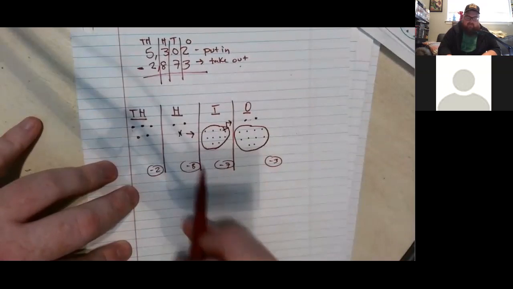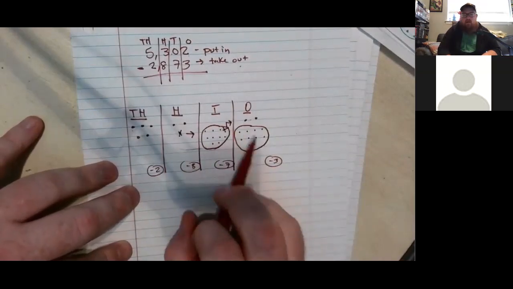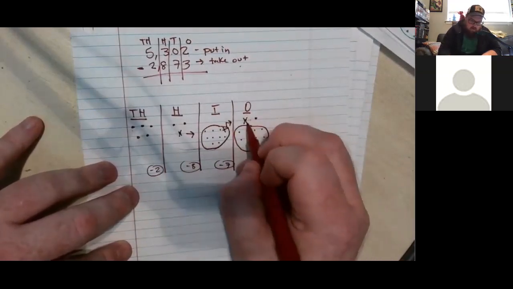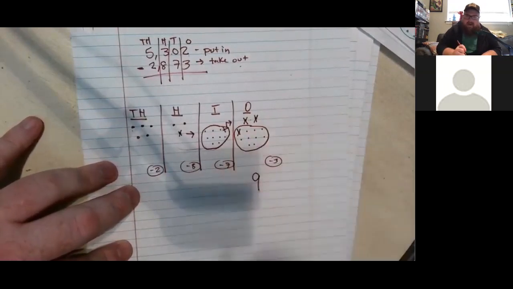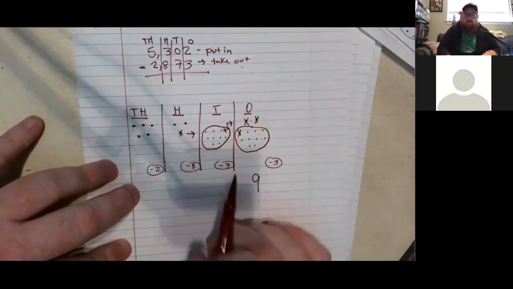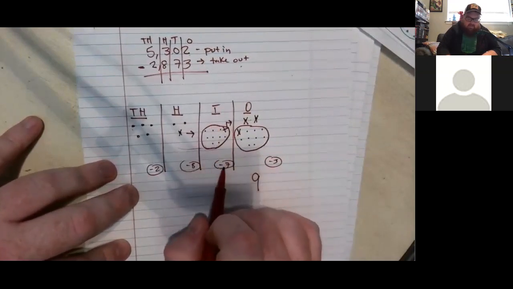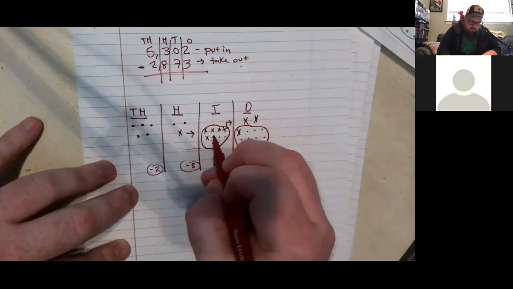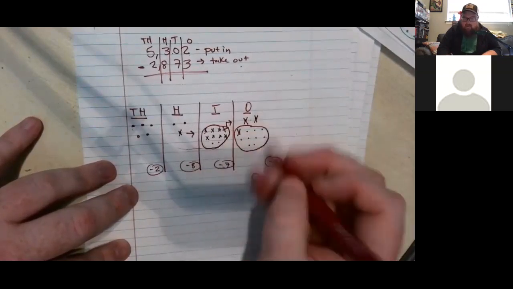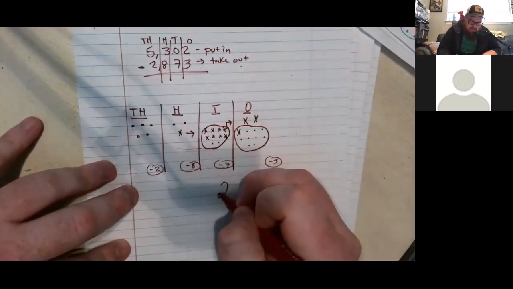Now you have successfully carried over. So now I can take out 3. 1, 2, 3. And that leaves me with 9. Then we go to our thousands and we're taking out 7. So we have 1, 2, 3, 4, 5, 6, 7. That gives us a 2 in the tens place.